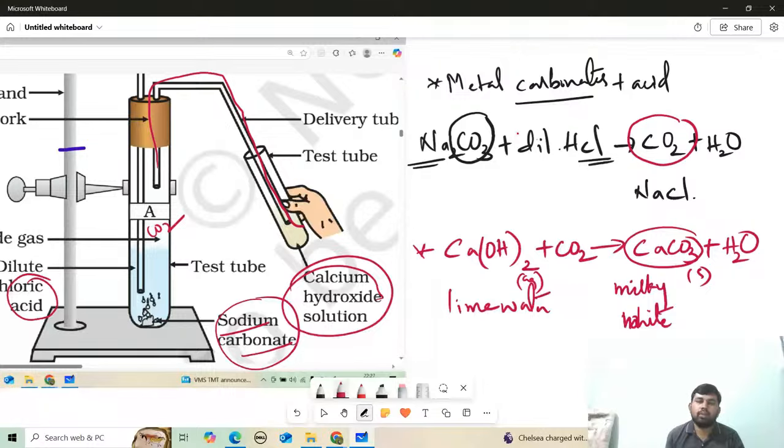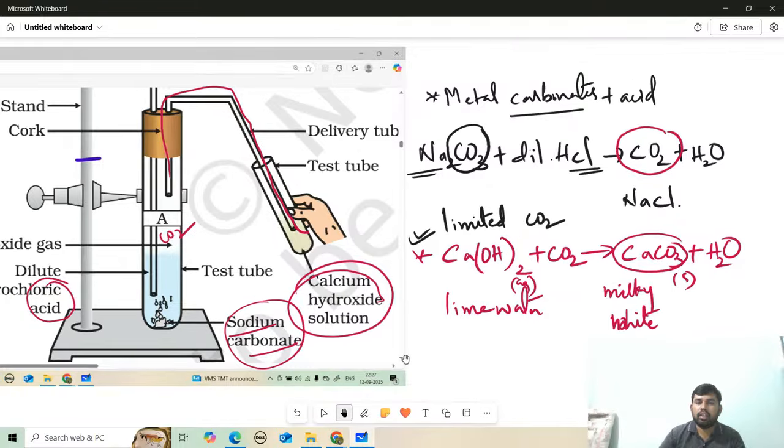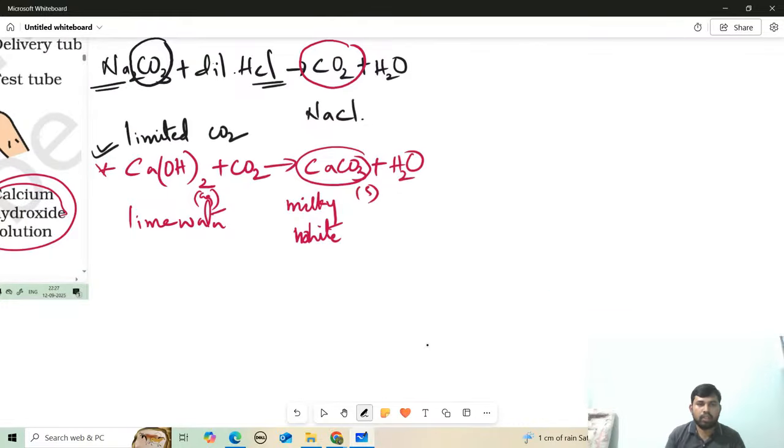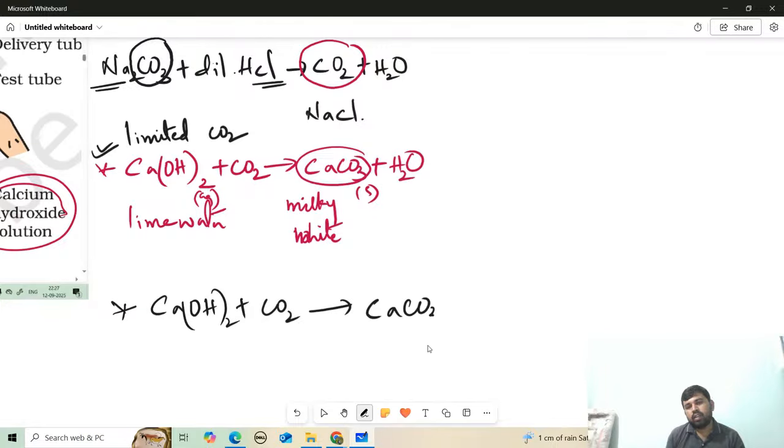This is one more thing you should understand: this reaction is when you are passing limited CO2. So there are two reactions. One is limited. If you are passing an excessive amount, what happens again? Suppose the same reaction: Ca(OH)2, with the OH taken twice, plus CO2 forms CaCO3 solid, plus H2O.